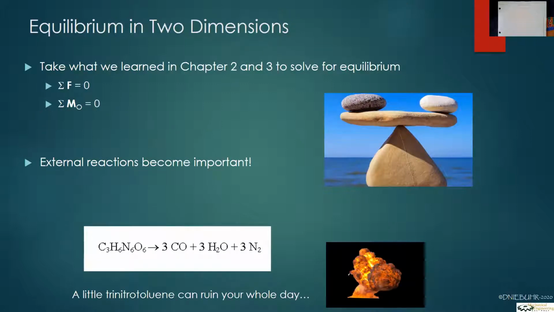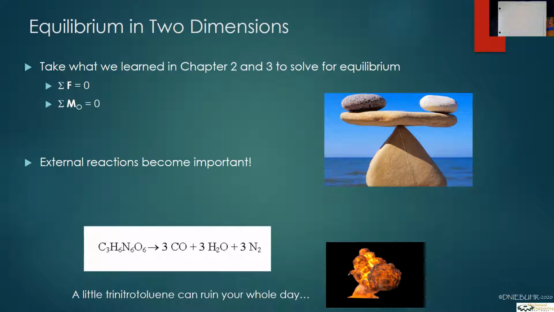Now, chapter 4, we're going to deal primarily with equilibrium. Up to this point, we've been talking about resultants, resultant moments, resultant forces. And now we're going to actually talk about what happens when we set all those forces or those moments equal to 0.